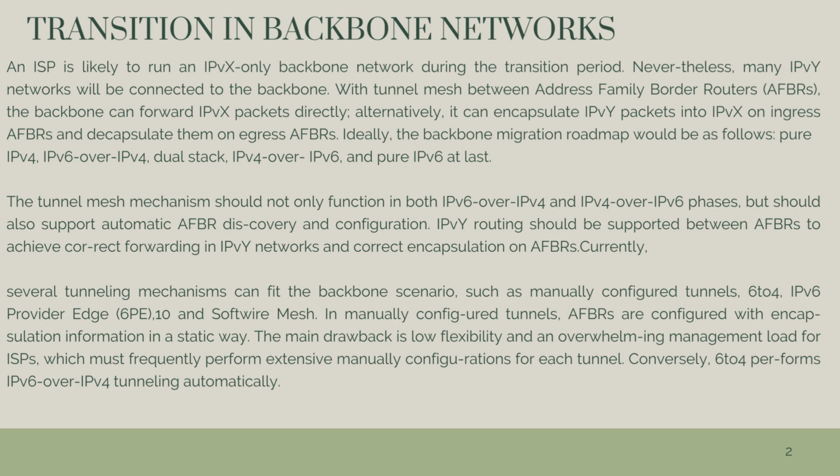AFBRs are configured with encapsulation information in a static way. The main drawback is low flexibility and an overwhelming management load, since operators must frequently perform extensive manual configuration for each tunnel. Conversely, 6to4 performs IPv6 over IPv4 tunneling automatically.